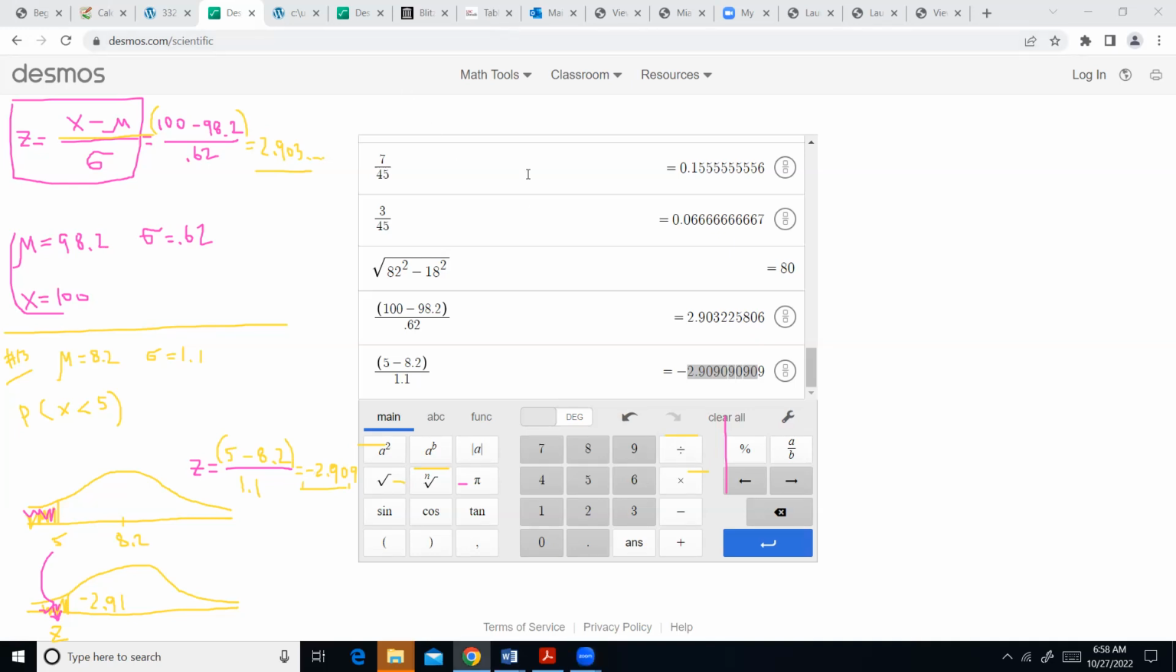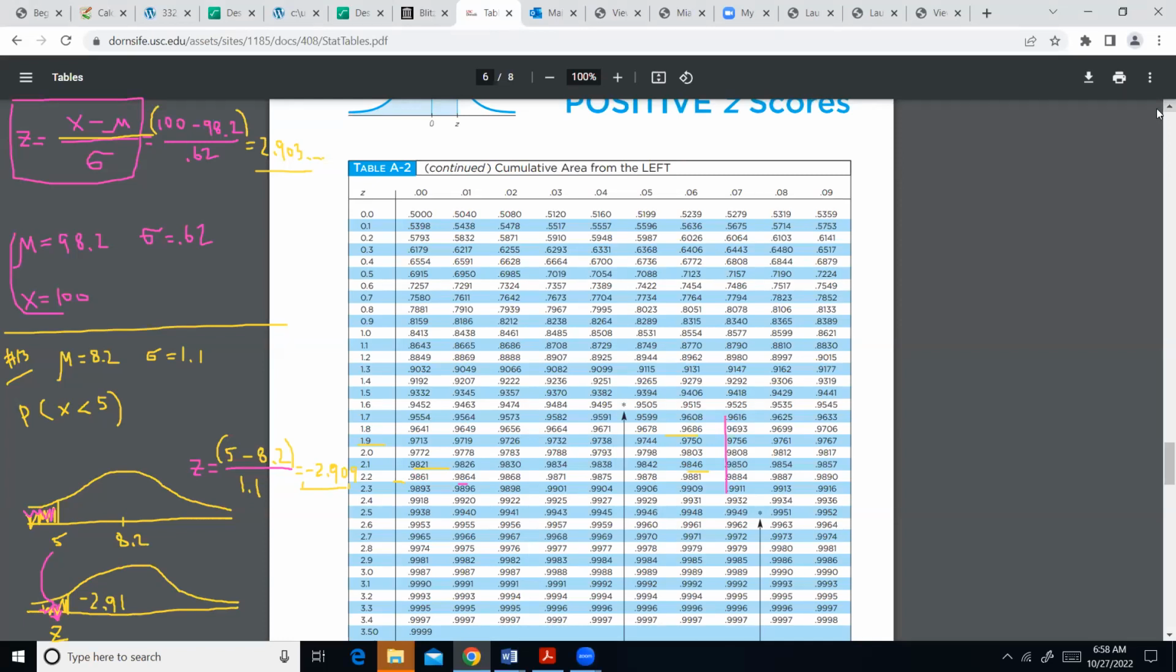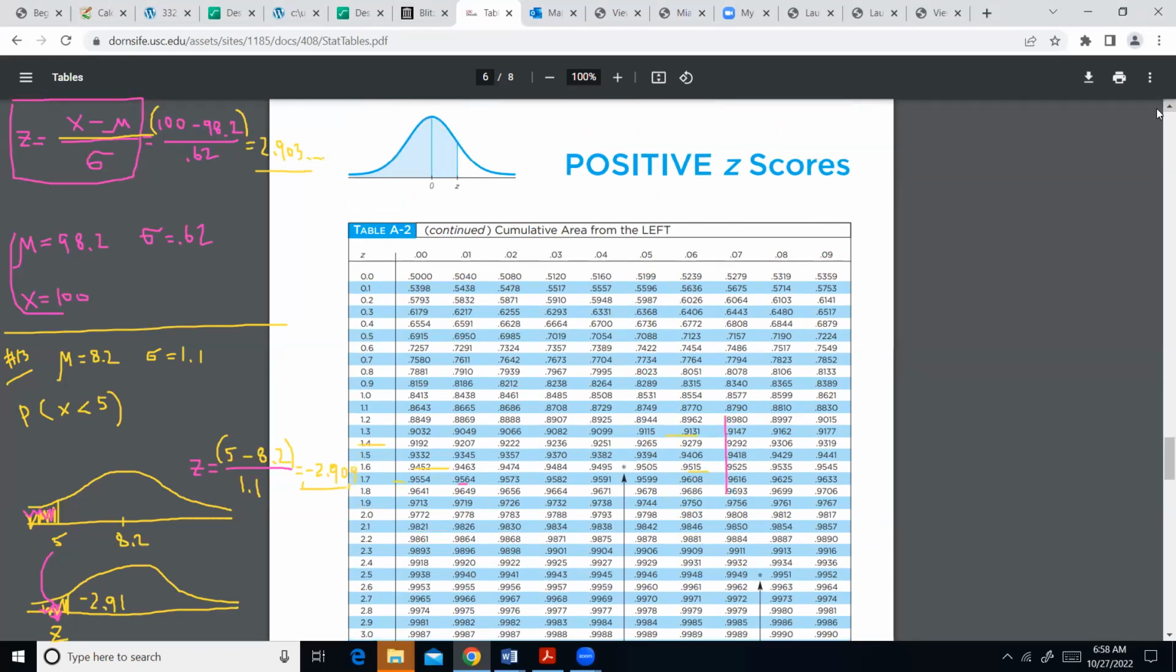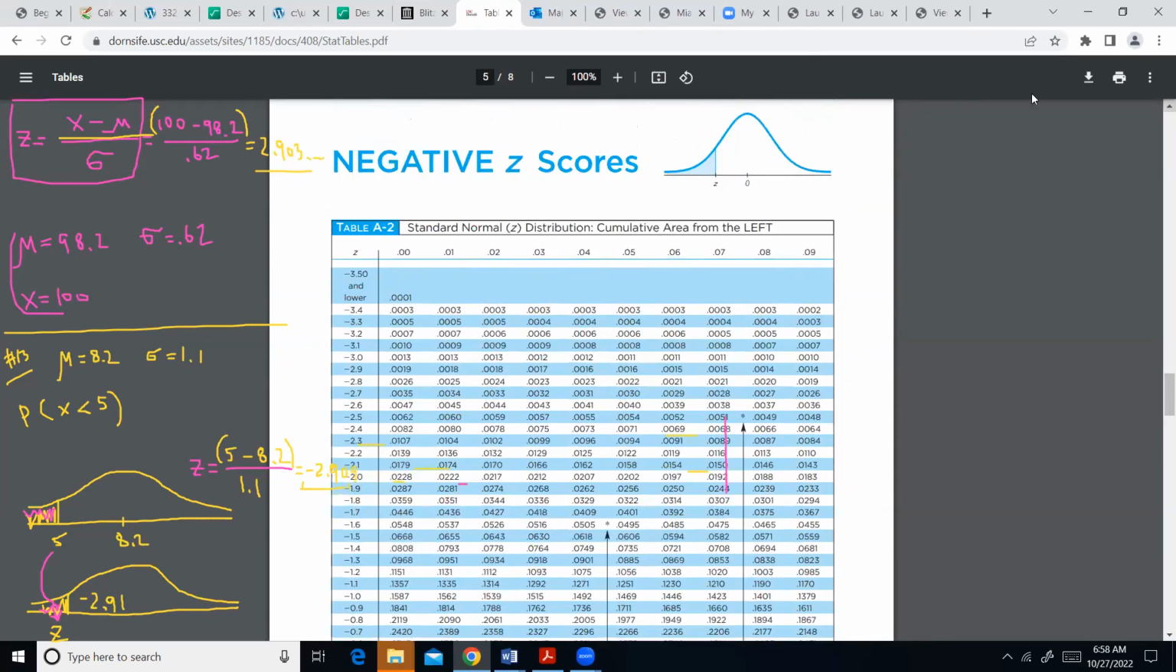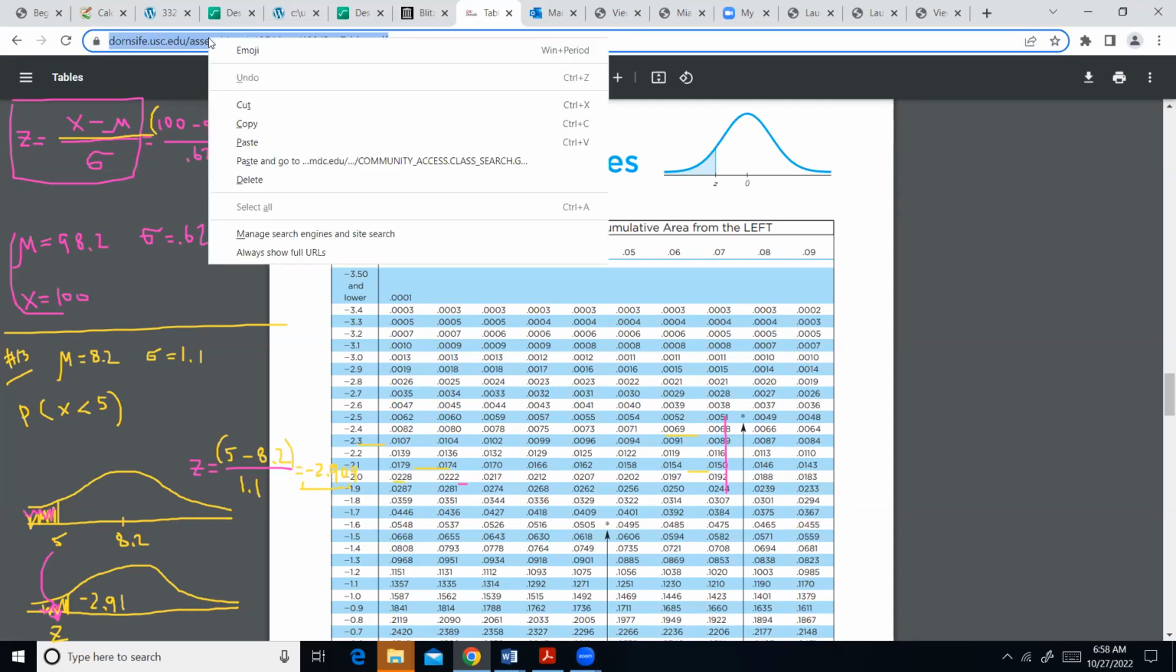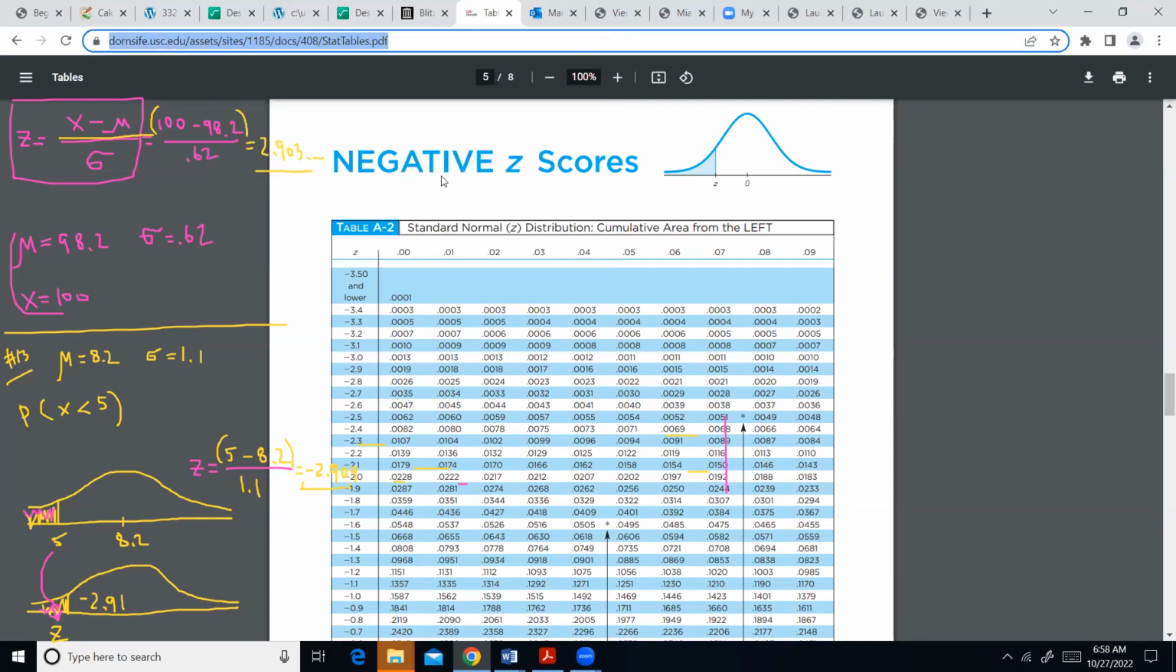So going to the tables, remember, we're using tables in this particular chapter. So there are negative z-scores, there are positive z-scores. Let me share these tables with everyone. If you lost the link to it, here's the link. Save it, please. So I need to get a negative 2.91.